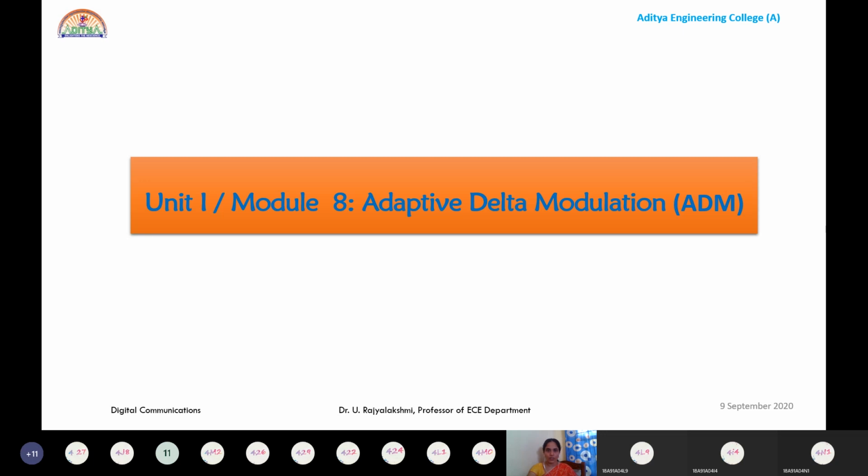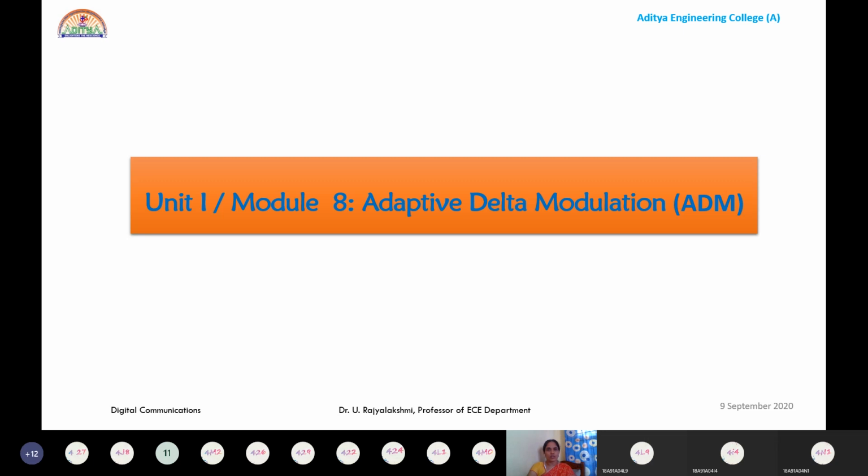In delta modulation, it transmits only 1 bit per sample. Only 1 bit per sample will be transmitted. Because of that, we can say that the requirement of channel bandwidth in delta modulation is very less compared to that of PCM.